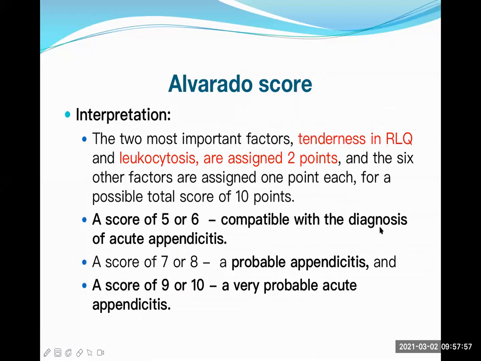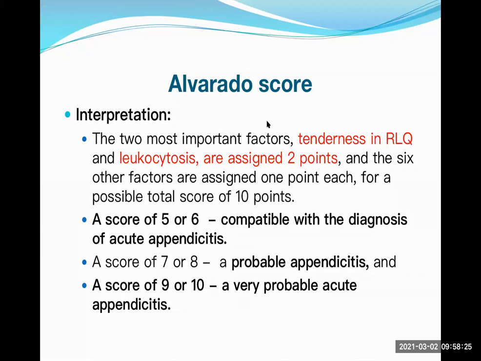Let's move on. Now, how to interpret it? That's another important part of this Alvarado score. We know the total score is 10, but how to interpret it? The 2 most important factors are tenderness in the right iliac fossa, right lower quadrant, and leukocytosis. That's why they are assigned 2 points, and the other 6 factors are assigned 1 point. So the total score is 10.